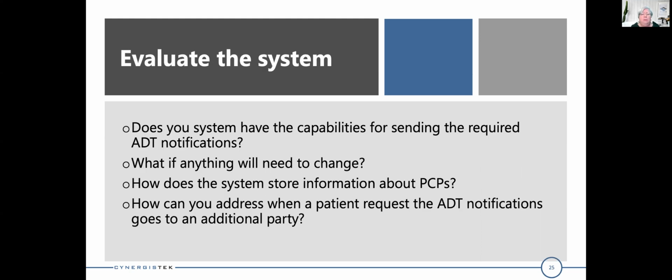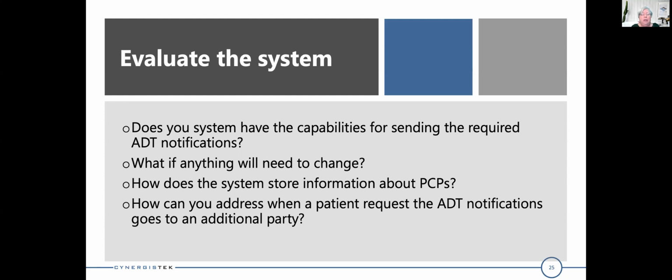You're going to have to evaluate your system to make sure you have capabilities to do all of this. Does your system have the capability to send those required ADT notifications? Now remember, you have until May of next year, which is now just about 6 months away as you're listening to this. So you need to think through, does our system have the capabilities today, and what's it going to take for us to add those capabilities so that we're ready to comply on the compliance date of May 1 of 2021? Does anything need to change? Maybe not. Maybe you've got a process set up already, but think through that and consider that.